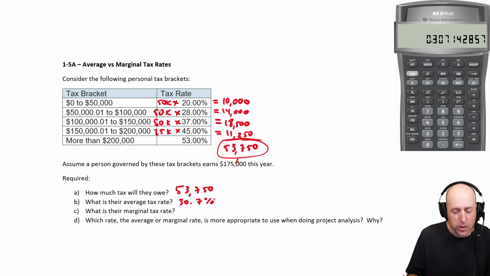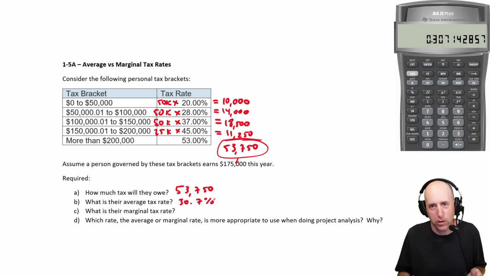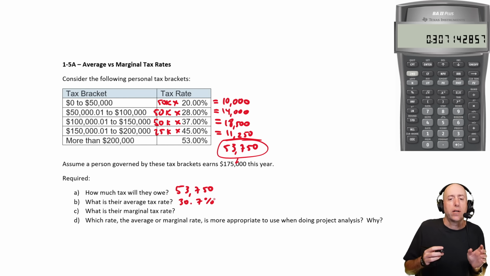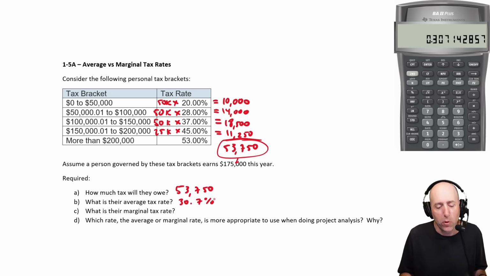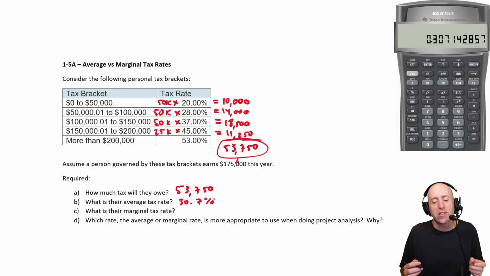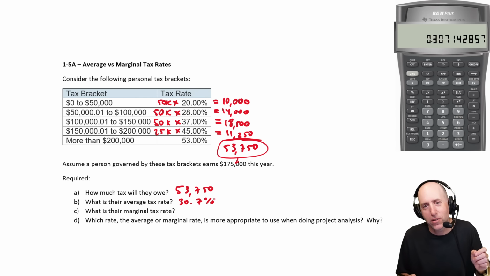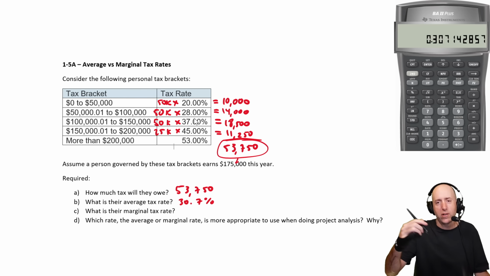What is our marginal tax rate? Our marginal tax rate is the tax rate on the next dollar we earn. So if, let's just say we got a consulting contract and we were able to make $10,000 more dollars, right? Some extra contract. So we weren't going to make 175, we're going to make 185. What's the taxes on that new $10,000 we make? The tax rate is 45%. That's sort of where we're sitting on the tax scale.